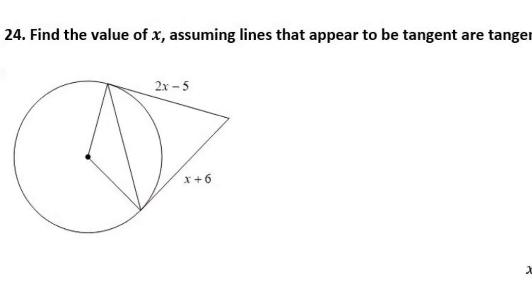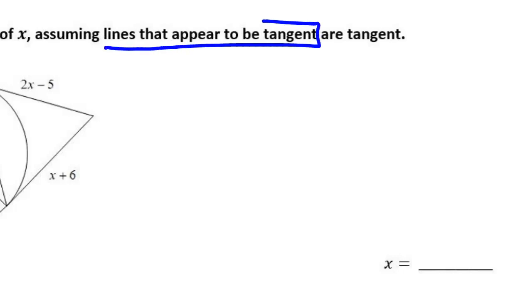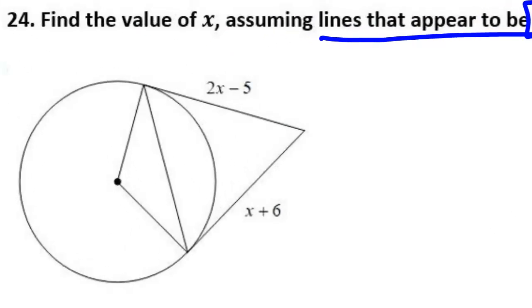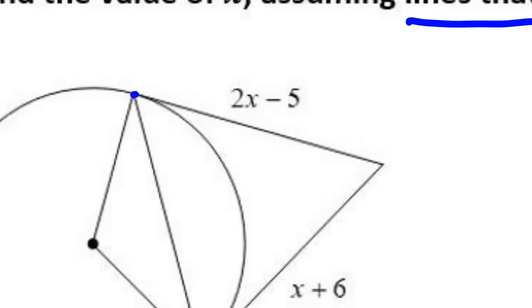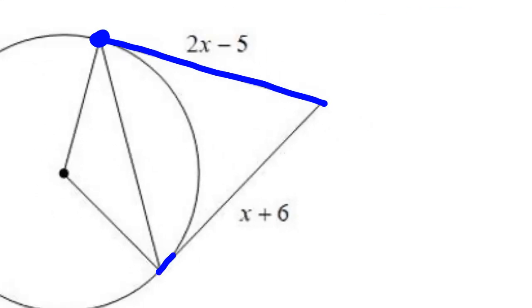Find the value of x, assuming that lines that appear to be tangent are tangent. What does a tangent line do? How will I know if something is tangent? Touches the circle in exactly one spot. Well, this line segment right here touches my circle in exactly one spot. And this line segment right here also touches my circle in exactly one spot. And then they come back here, and those two tangents touch each other. Two tangent lines that share a common endpoint like this are congruent to each other.